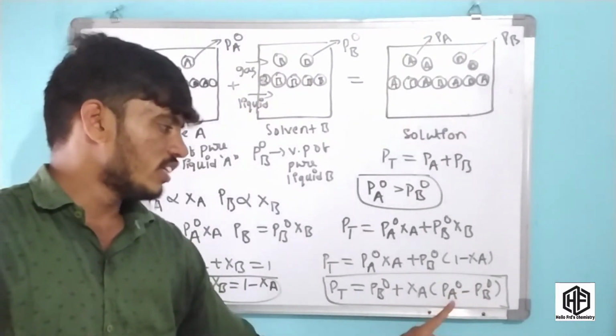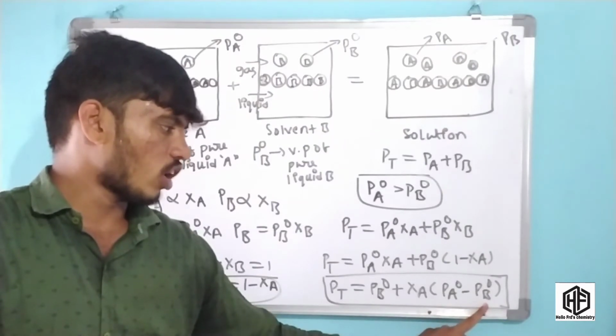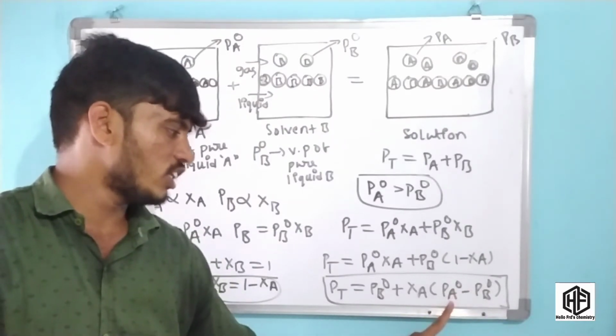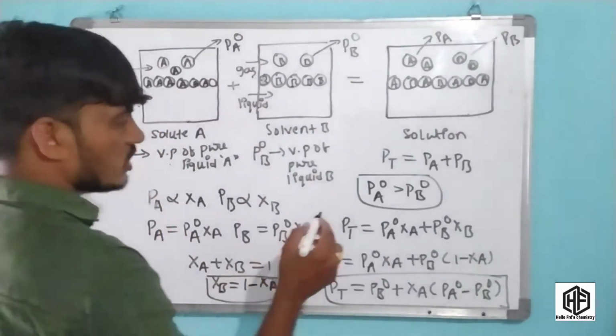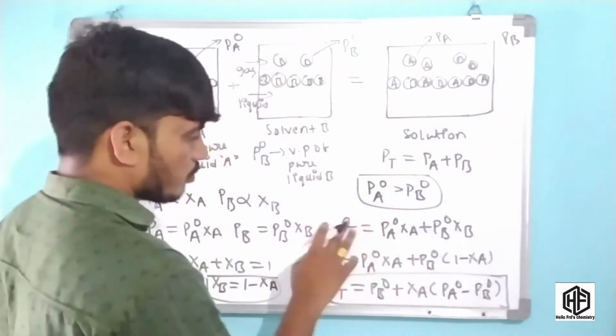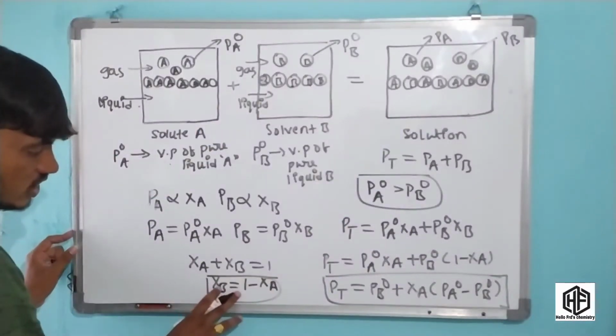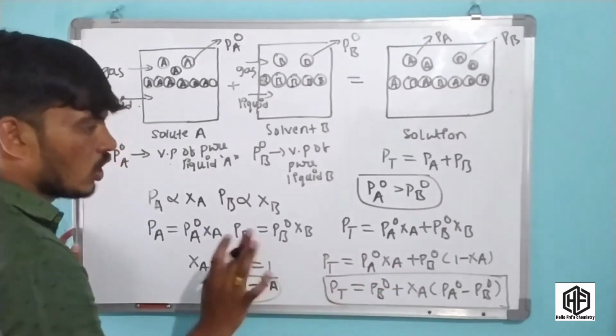Now this term, the vapor pressure of the pure component, is very high minus the vapor pressure of the solvent. Now the positive sign is present in there, so the total pressure is positive. Okay, friends. But in case PB naught is very high compared to PA naught, now the value is substituted, zeta A is equal to 1 minus zeta B, in this equation. Now we have to find out the total pressure.